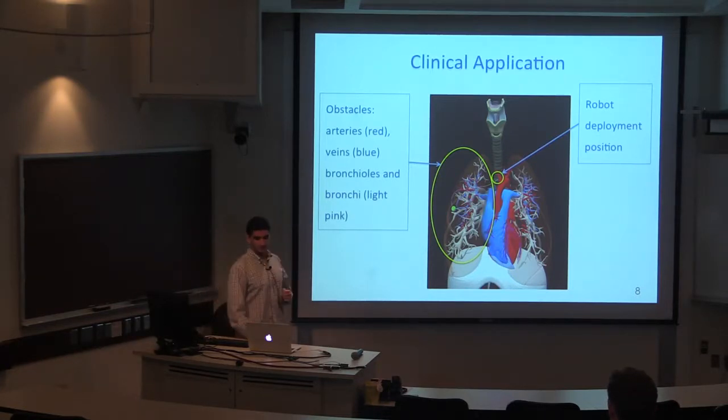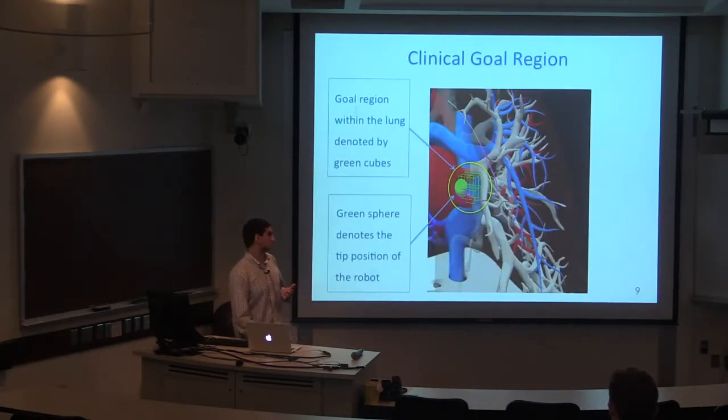So another input that I mentioned was the clinical goal region, and here's a depiction of what a goal region could look like. Within the anatomy, we can have a set of cubes. In this case, we have 4 cubes, and you can also see in the image that the green sphere denotes the tip position of the robot. We can see that under this design, the robot can reach one of the cubes, but the question is, is there a design such that the robot can reach all of the cubes, which may be necessary for a successful clinical procedure.